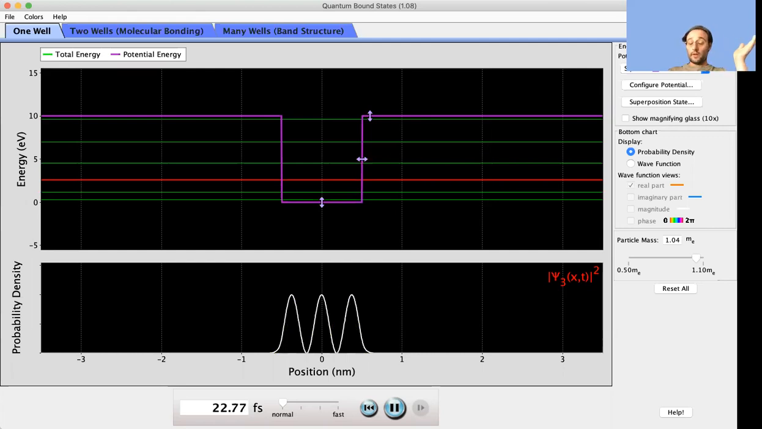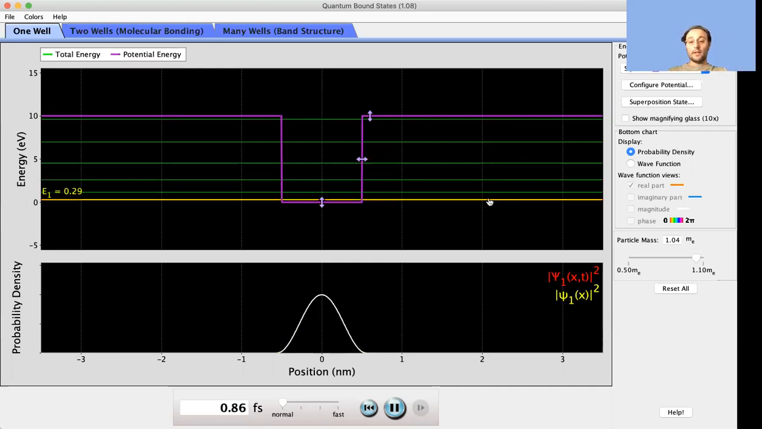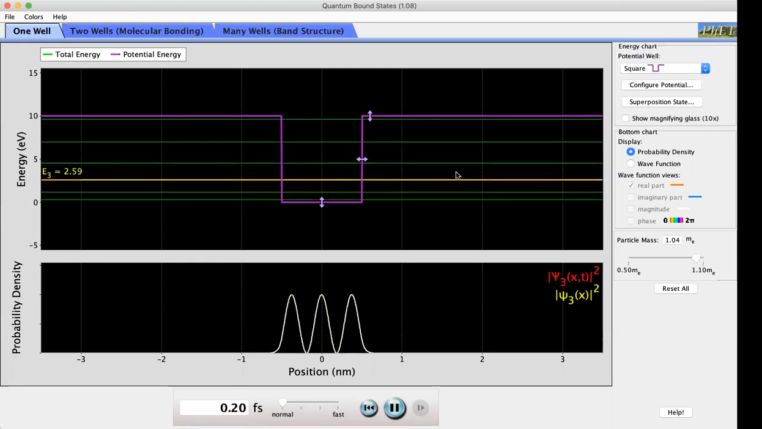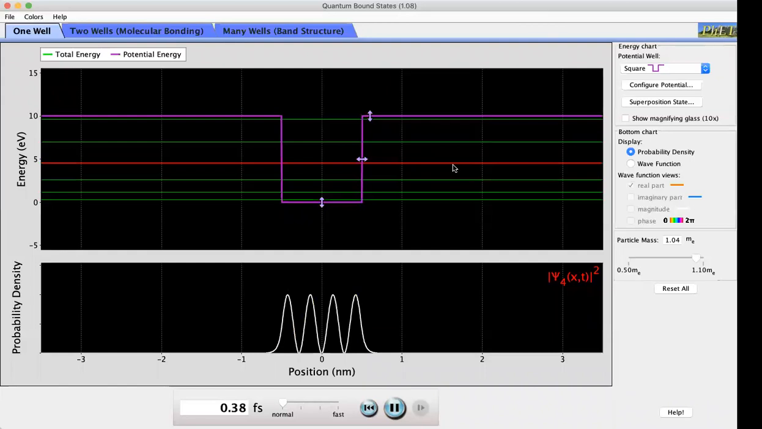Let's start with the square well. This is all familiar. Here's a square well. Here is the ground state. Here's the first excited state. It's probability density I'm plotting. Here is the second excited state, third excited state. Number of nodes increases, number of empty nodes increases.